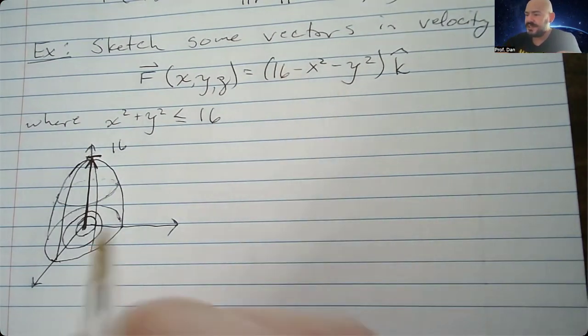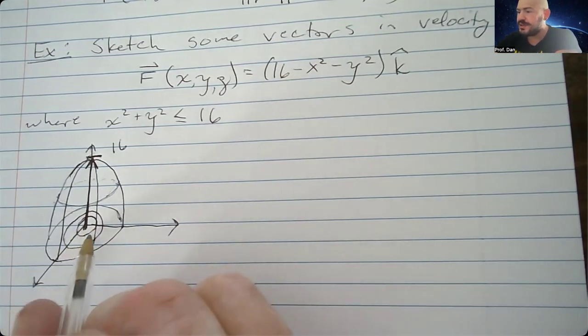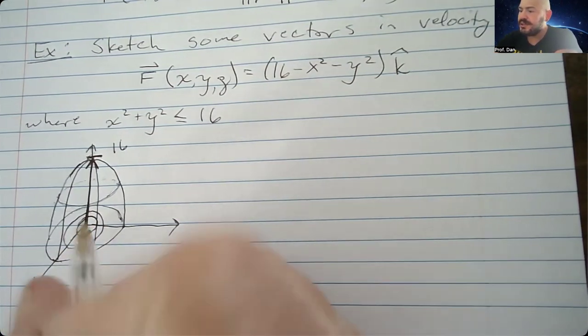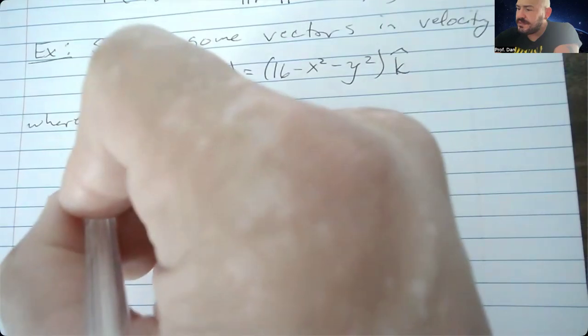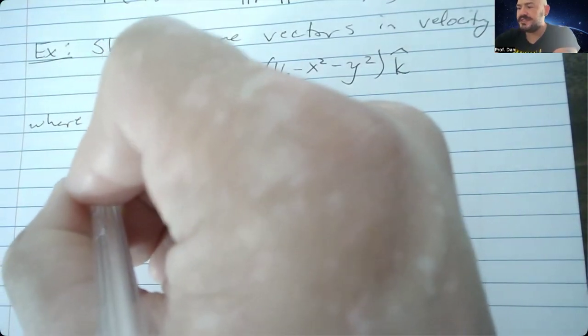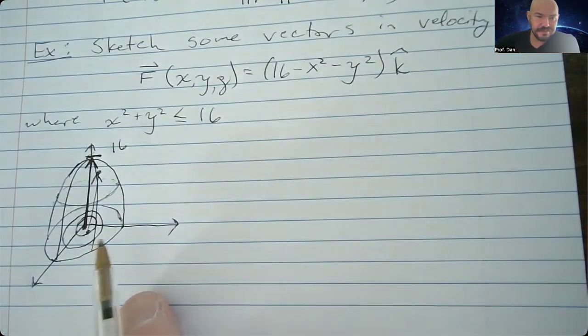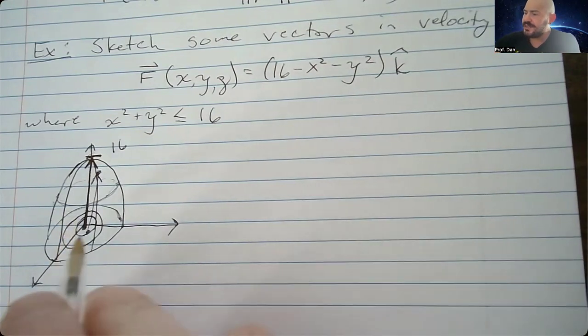All right, what if we plugged in 1, 1? Then I would get 14. So I would go over 1 in the x direction, 1 in the y direction, and then I would end up getting a vector that points directly up and goes 14 units, which is going to be a point on that surface. And I can do this with all sorts of things.